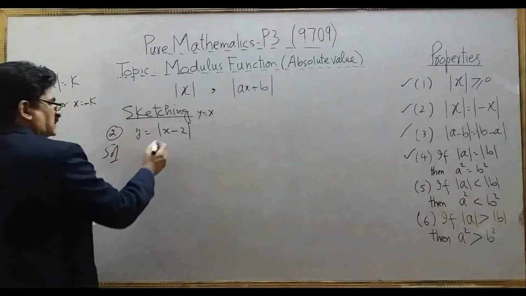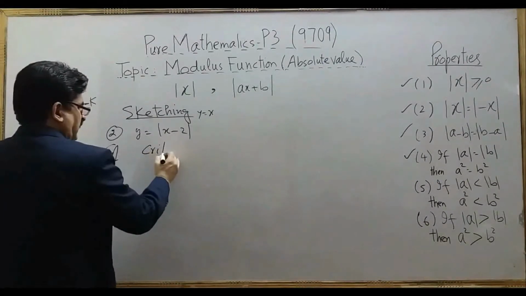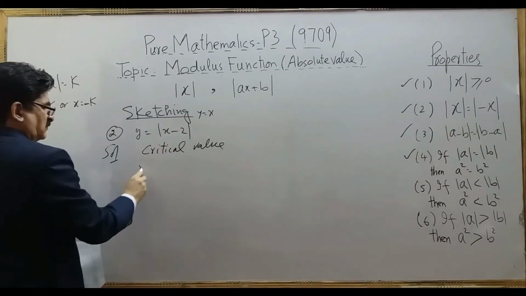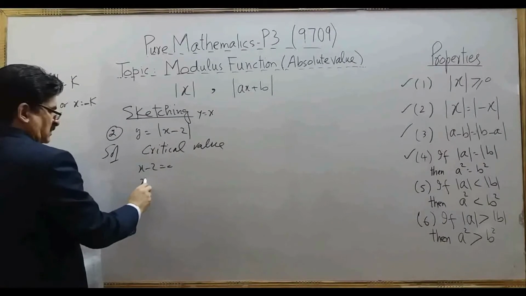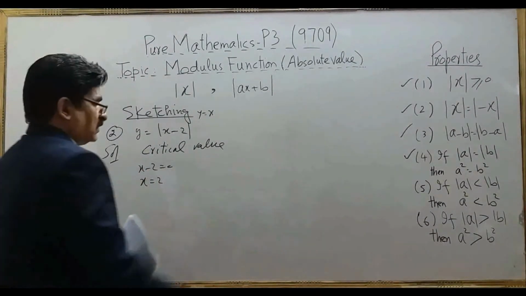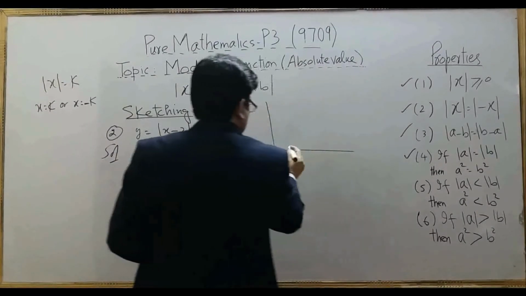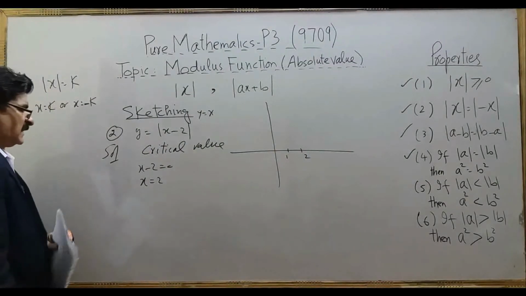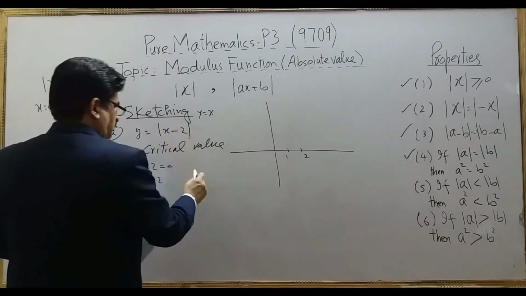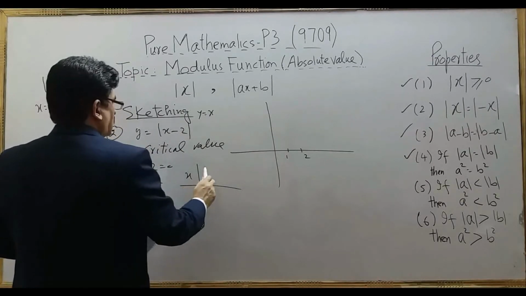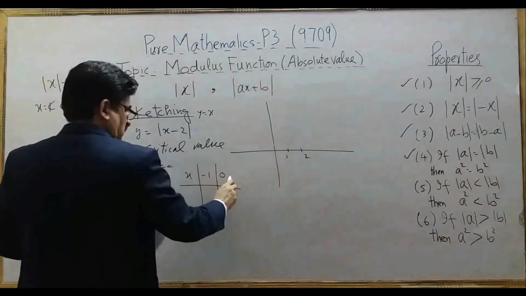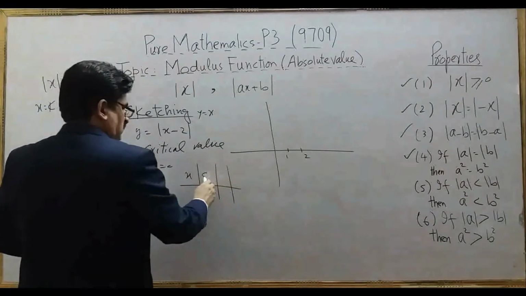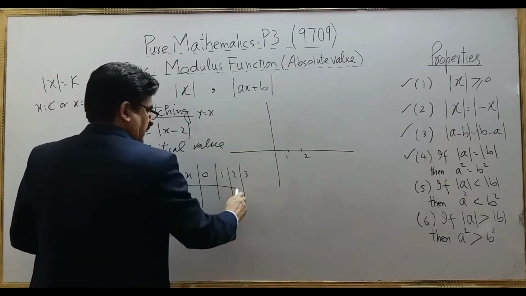Again, how will you tackle this problem? Firstly, you will find the critical value. As I have told you, critical value means the value which makes it 0. This is 2. Now you will see that you are sketching, not drawing on graph paper. x is 2. So you can make a simple table also. x is, here you will have minus 1, 0, or you may need only 0, 1, 2 and one more value 3.